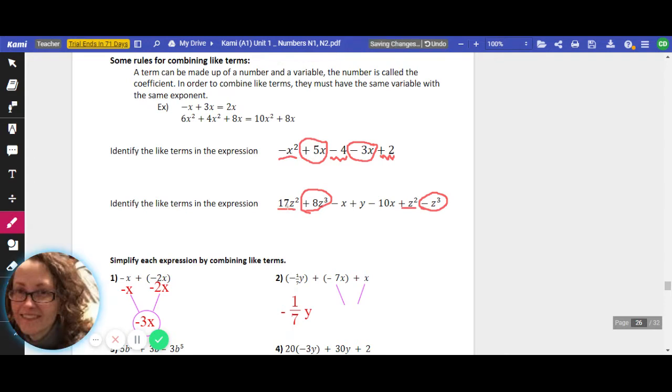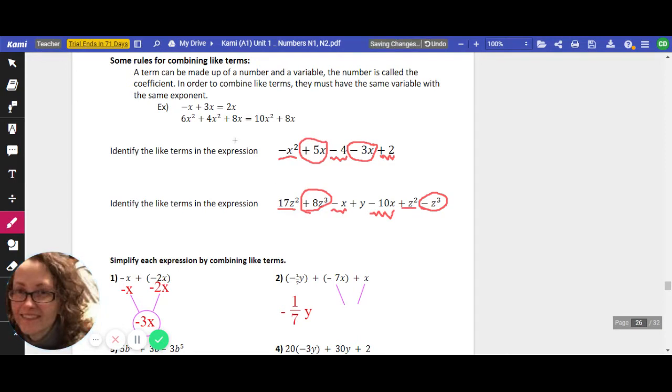So like terms, the variables have to be exactly the same. This one was a z squared. This one here is a z squared. The positive 8 has a z cubed. The negative 1 has a z cubed. Now let me look here. This one has just an x. So I'm looking at one that has the same identical variable, and that is this one right here.